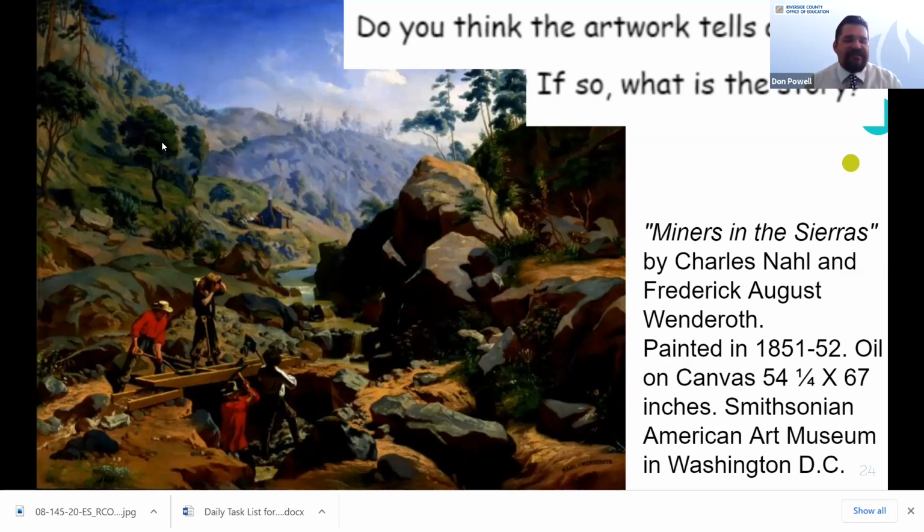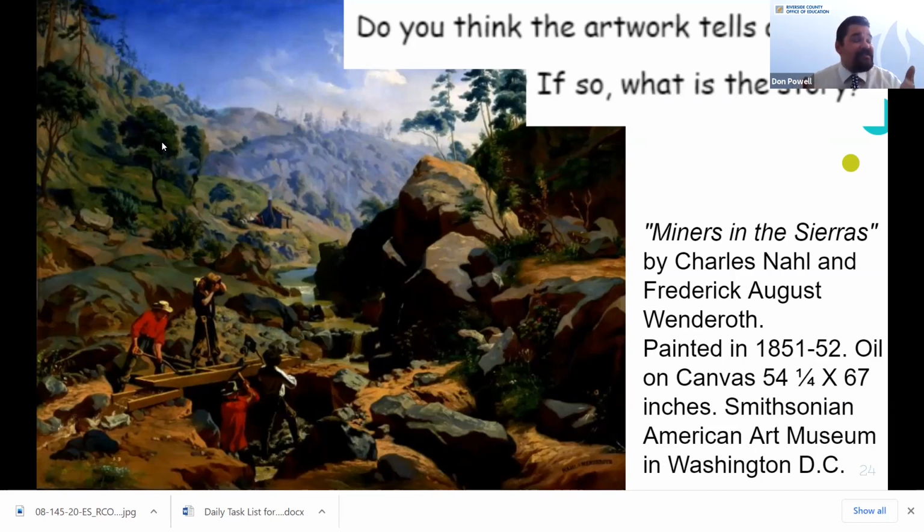passion. Because these artists are painting these works of art, A, to make money, and B, to kind of draw people out here. If Charles Nahl and Frederick August Wenderoth had decided to pan exclusively for gold, we wouldn't have these paintings that we have of the West. But because most of the money that was made within the gold rush was made by people who were selling to people who were trying to pan for gold, we know that stimulates the local economy, and we can get into those kinds of conversations. Like, hopefully we can recognize that for our students and talk about that.